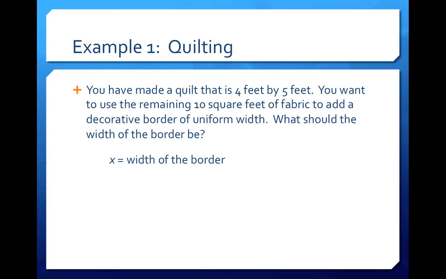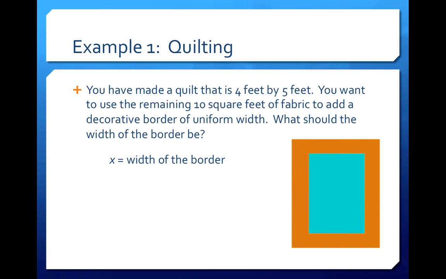And then in problems like this that are geometric in nature, I highly recommend that you draw yourself a picture. It's a lot easier to sort out what you know and what you need to figure out if you draw a picture. So here's my quilt, and here's the border that's going around my quilt. And then I can label the information that I know. So I know that the quilt itself is 4 feet by 5 feet, and I know that the width of the border all the way around is whatever I'm going to find. So for right now, that's x.